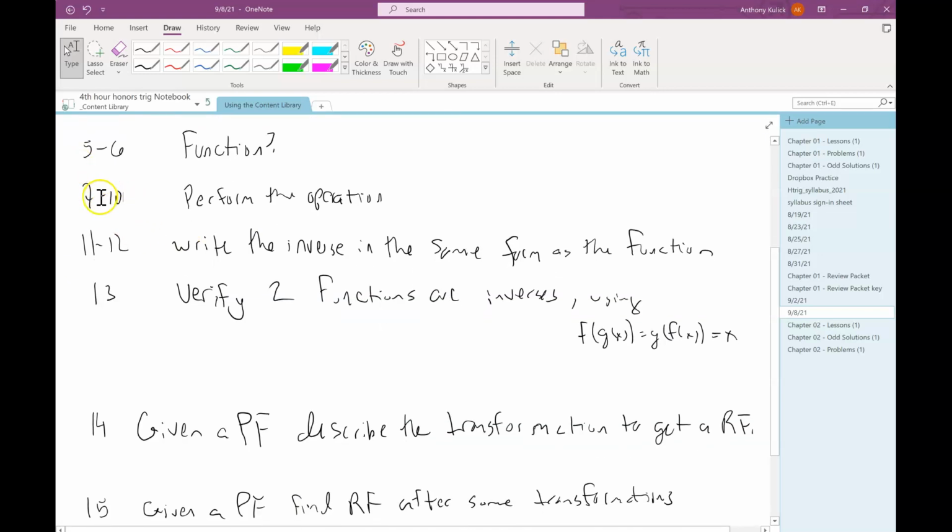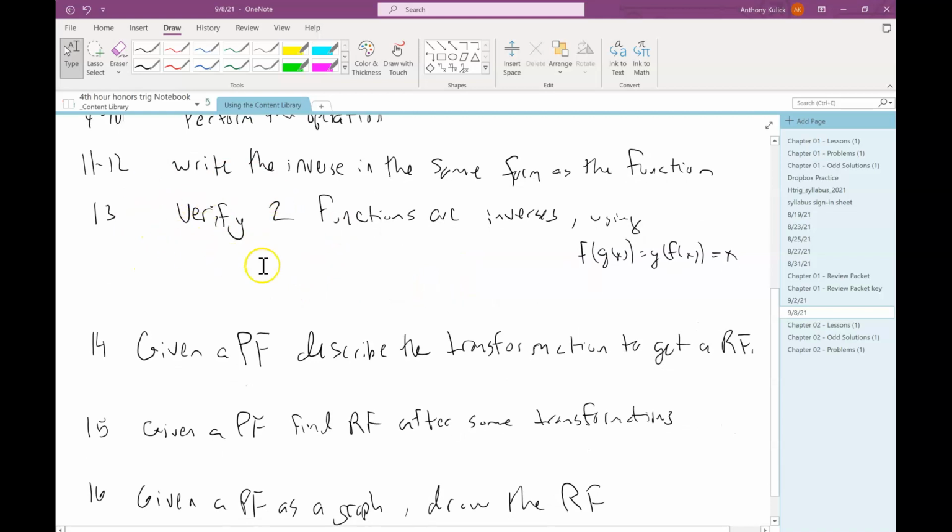Then we have 4 questions about performing the indicated operation. So I'll give you a couple of functions and ask you to do f plus g, or f minus g, or times, or divide, or compose. I think those were the 5 operations we talked about. I'll have 2 questions where I ask you to write the inverse in the same form as the function. So if I give you a graph, your inverse should be a graph. Or if I give you an equation, your inverse should be an equation. Or if I give you a mapping diagram, your inverse should be a mapping diagram, etc.